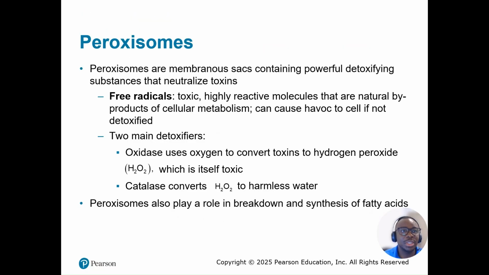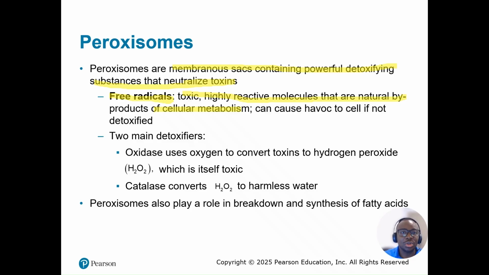Next, we discuss peroxisomes. Peroxisomes are membranous sacs containing powerful detoxifying substances that neutralize toxins. They play an essential role in neutralizing free radicals. Free radicals are toxic and highly reactive molecules that are natural byproducts of cellular metabolism. Free radicals can cause severe damage to cells if not detoxified.